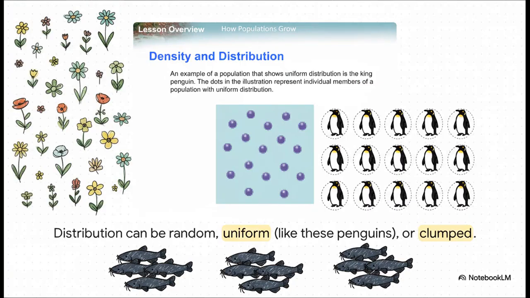And this is where it gets really cool. Population distribution. This isn't about where they live, but how they space themselves out. Sometimes it's totally random, like these lupine flowers in a meadow. Sometimes it's really uniform, like these penguins who all like to have their own little bit of personal space. And other times, they group together, in clumps, like a school of catfish.